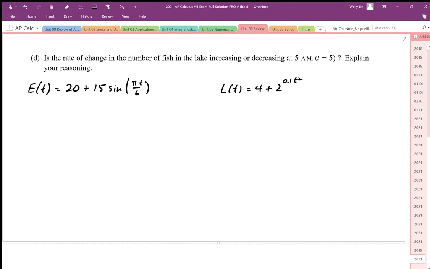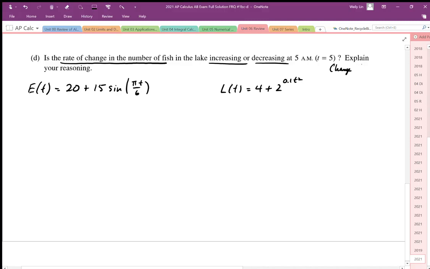Number 1, part D says, is the rate of change in the number of fish increasing or decreasing? So this is a typical problem from AP where we're talking about the rate of change and whether it's increasing or decreasing. What this really means is we're looking at the change of change, or the second derivative. So it is important that we recognize it's the same change of change, or the second derivative.